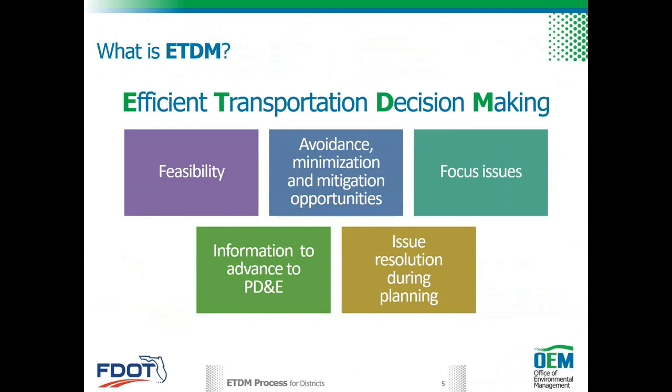So, what is ETDM? The Efficient Transportation Decision-Making Process, or ETDM, is our procedure for incorporating environmental considerations early in transportation planning to better inform project delivery. During ETDM, we start looking at potential environmental impacts and ask for input from agencies and the public. The process helps to determine the feasibility of proposed projects, allows for early identification of potential avoidance, minimization, and mitigation opportunities, focuses the issues to be addressed during PD&E, creates information and documentation which may be advanced in the PD&E phase, and provides appropriate issue resolution mechanisms during planning.